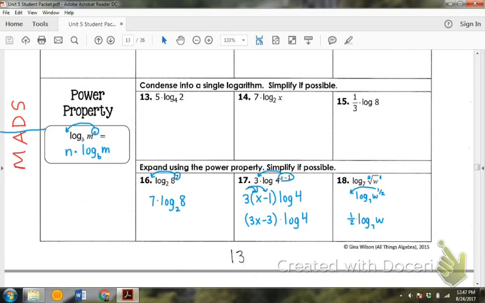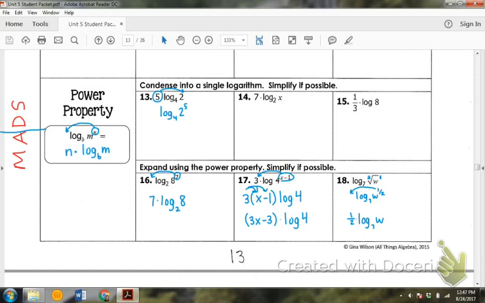Okay, let's look at number 13. So now we're going to go the opposite way. If they ask you to condense, we have a 5 here. Yesterday I told you not to simplify, but today we are going to. So where's this 5 going to go? Above the 2. It's going to become an exponent or a power of the 2. So this would be log base 4 of 2 to the 5th power.